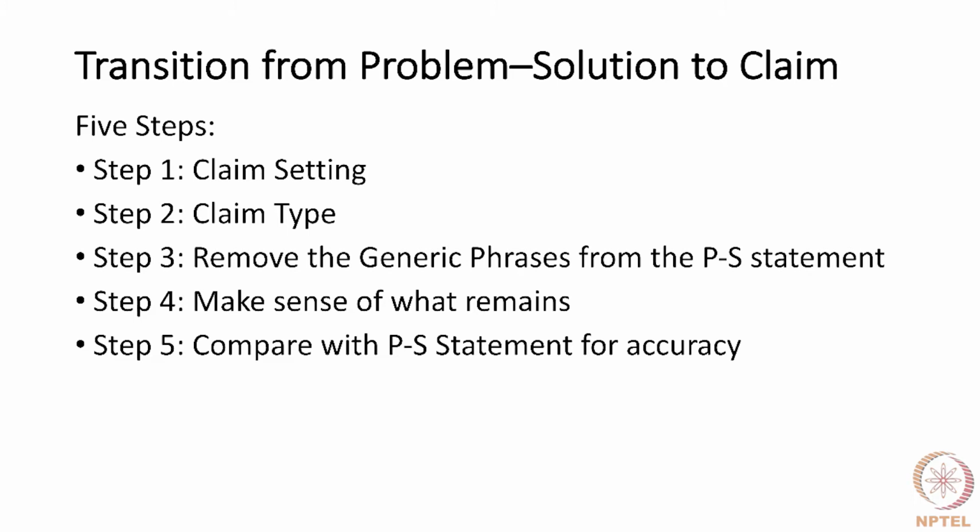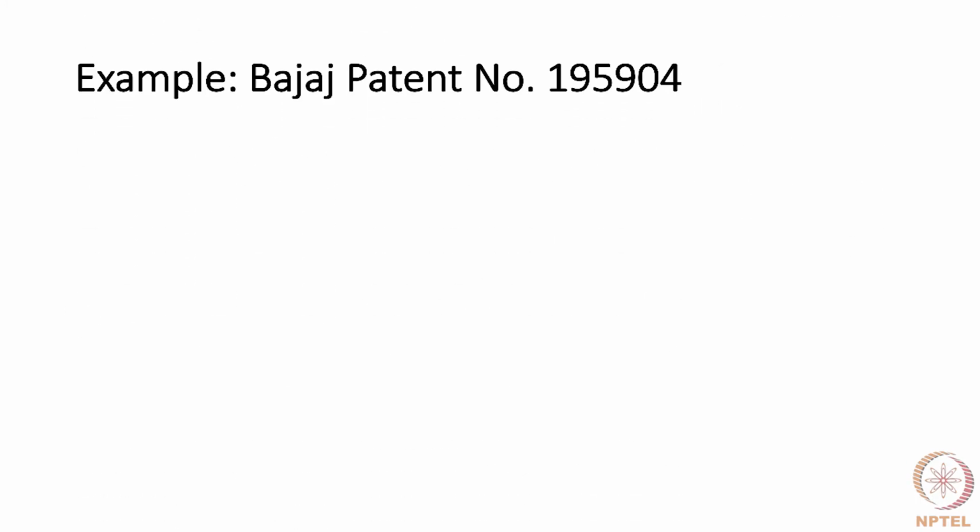Now let's go about this by using an example. The example that we want to use here is the Bajaj patent number 195904. This was the patent which was in litigation in a case between Bajaj and TVS. The invention pertained to an arrangement of a pair of spark plugs in an internal combustion engine. That's the broad idea of the invention.